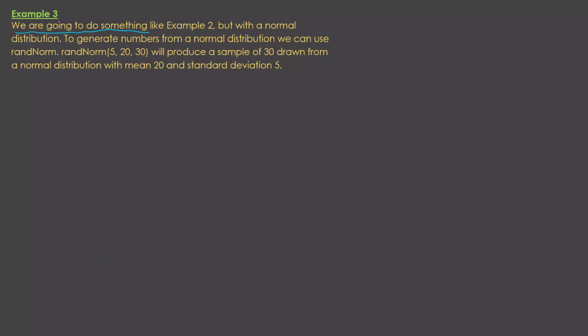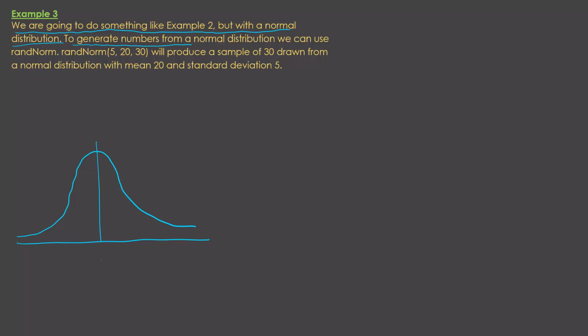We are going to do something like example 2, but with a normal distribution. Now, we know what normal distributions look like. So when we draw our histogram, it should take on roughly the shape of a normal distribution.